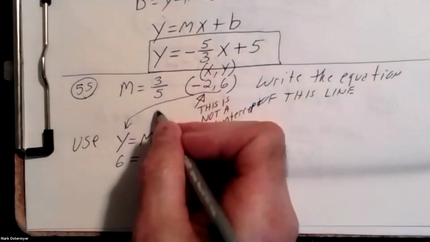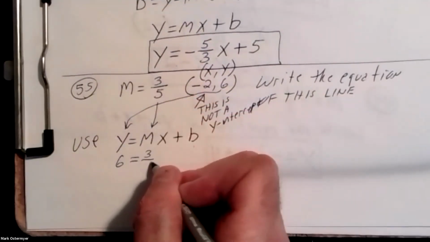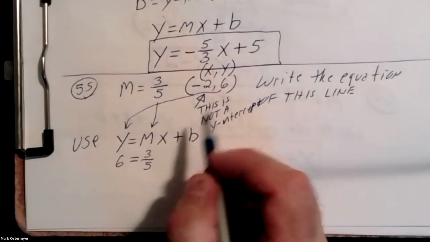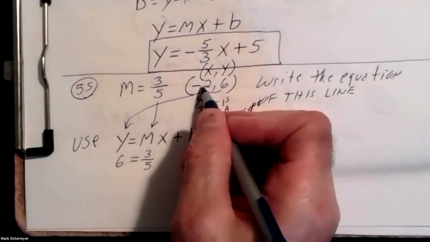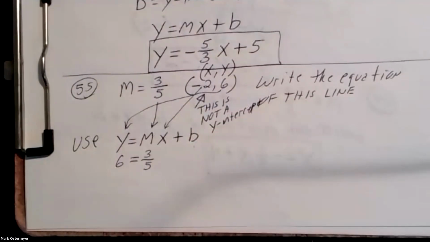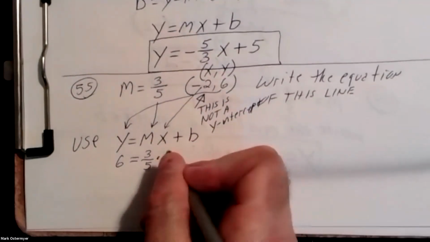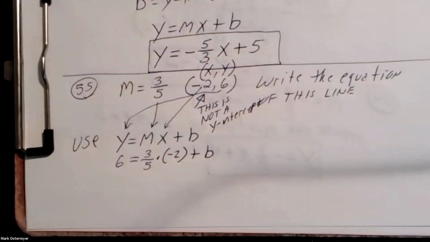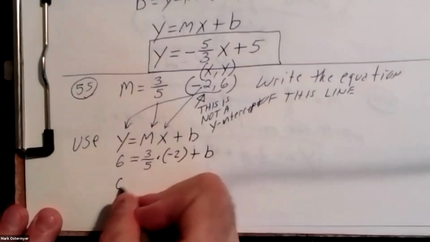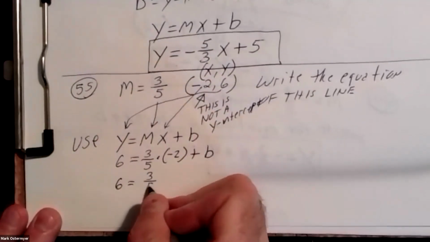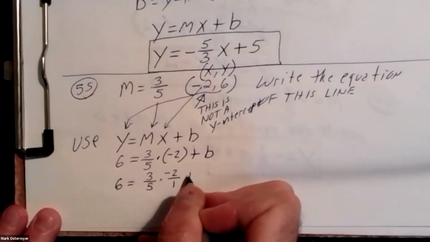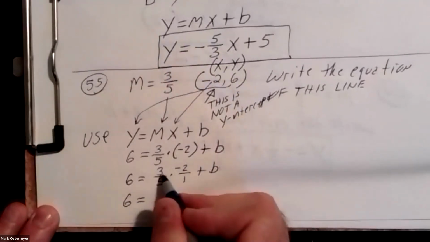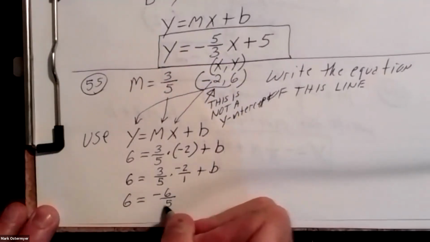The slope m is going to be 3/5. m becomes 3/5. x takes on the x coordinate of the point they give us that lies on the line. So x must be replaced with -2. And now we've got to solve this equation for the y-intercept for this line. So we have 6 is equal to, what's 3/5 times -2/1? Gives you negative what, 6/5?